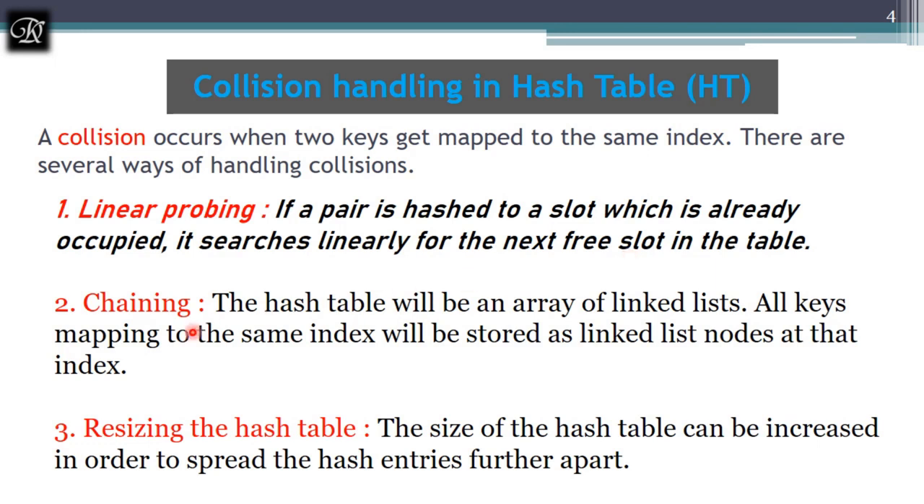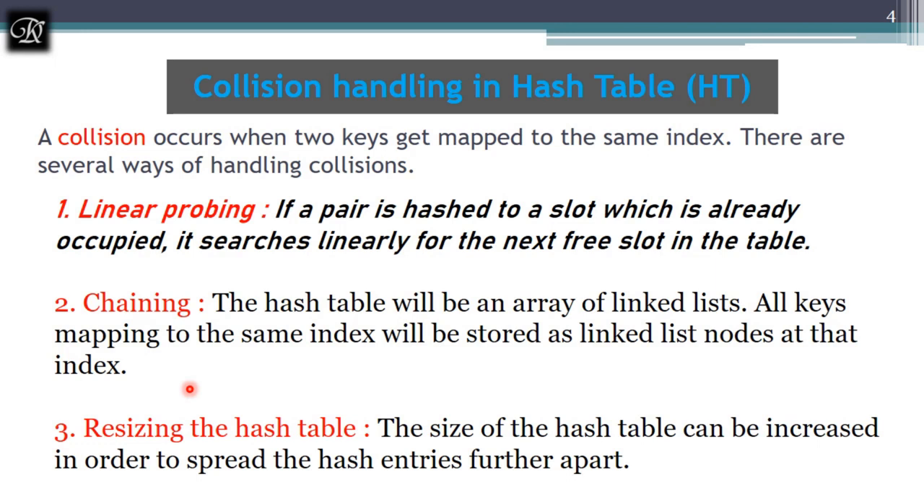Another technique is chaining. The hash table will be an array of linked lists. All keys mapping to the same index will be stored as linked list nodes at that index. So in chaining we go with the concept of linked lists. In linear probing, we go with the concept of arrays. This is not there according to the experiment statement. We are going with linear probing, but still we'll see the other techniques also, such as resizing the hash table.